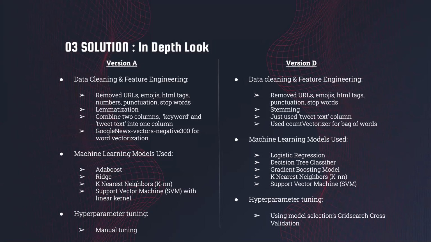Let's take a little deeper look at how version A differs from version D. The data cleaning and feature engineering aspects differ a little bit. Besides that, different machine learning models were used. In version A, we see AdaBoost, Ridge, KNN, and SVM, whereas in version D, we see logistic regression, decision tree classifier, gradient boosting, KNN, and support vector machines. Finally, the way the hyperparameters were tuned also differs slightly. In version A, it was manually tuned versus in version D, grid search was used.